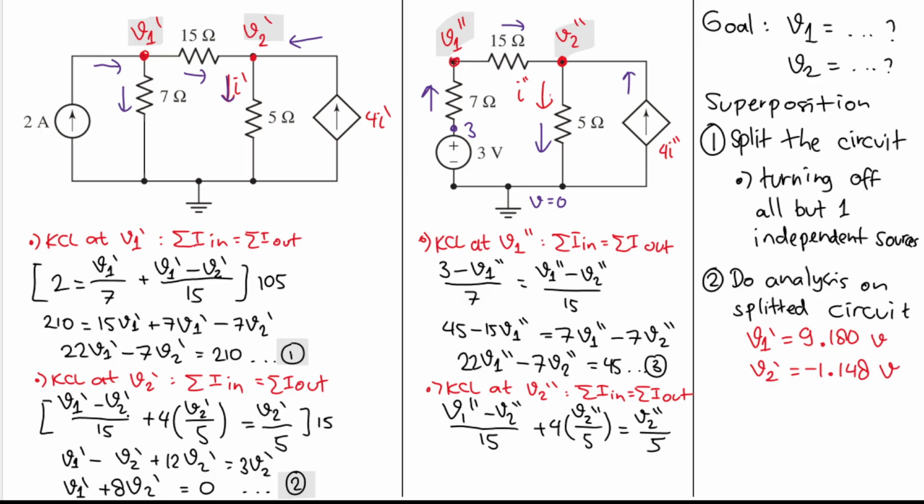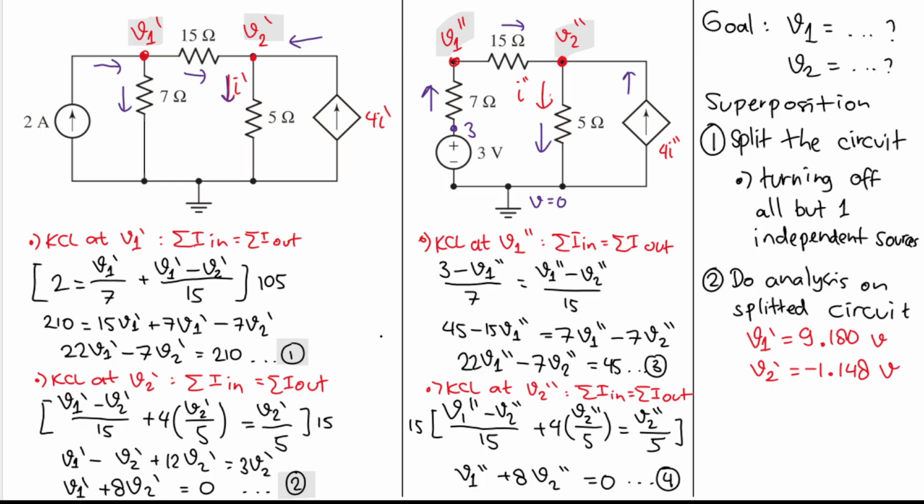If you look at here, the only difference between this equation and that equation is just the double prime, right? So we can do the same thing here when we will have this multiplied by 15. And eventually, we will have V1 double prime plus 8 V2 double prime, that will equal to 0. And this will be equation number 4.